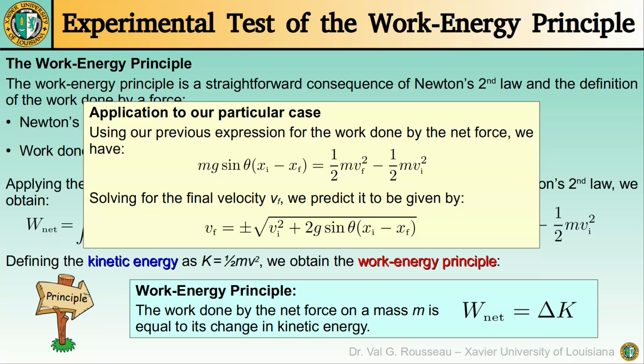So let us apply the principle to our particular case. We found earlier that the work done by the net force was given by mg sine theta times initial position minus final position. And the principle says this must be equal to the change in kinetic energy. This allows us to predict the value of the final velocity if we know the initial velocity and the change in position. So, we are going to experimentally test this prediction.